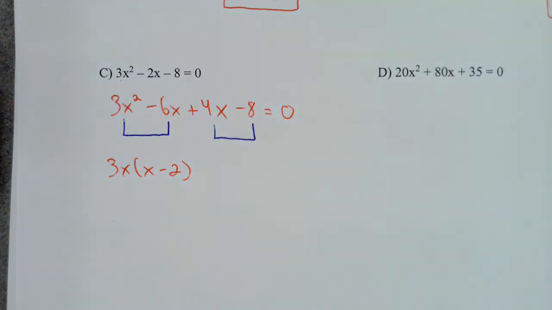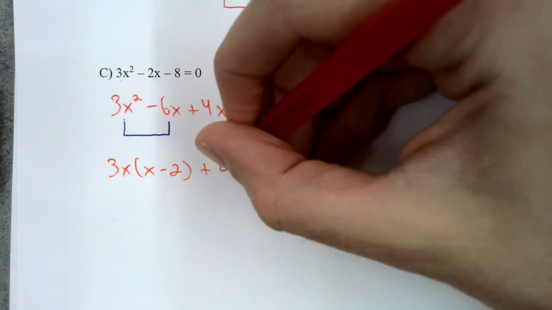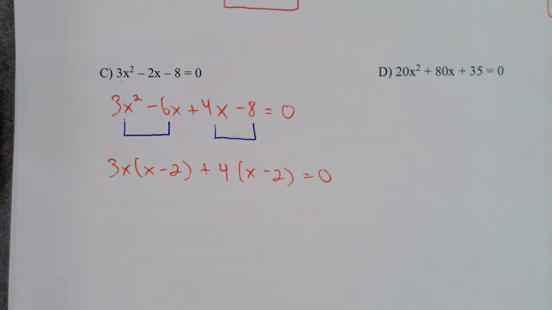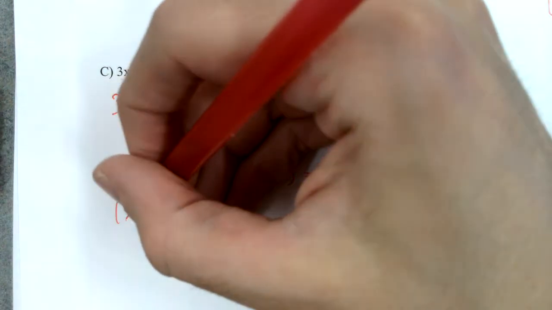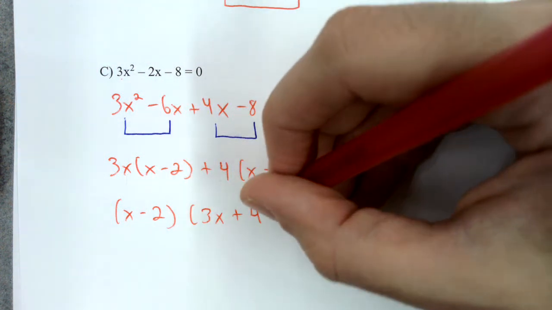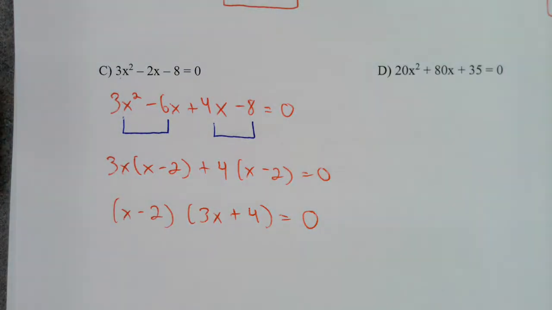So it leaves me with x minus 2. Second group has a GCF of 4. So it leaves me with x minus 2. Again, the parentheses match, so you factor that out to the beginning. And then everything left over, in this case 3x plus 4, comes in the second set of parentheses.